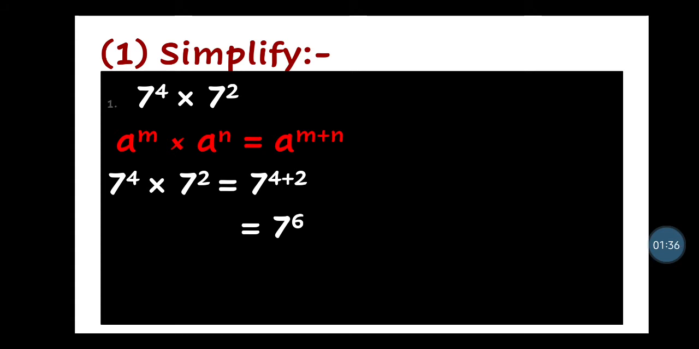Let's write the final answer. 7 raised to 4 into 7 raised to 2 is equal to 7 raised to 6.